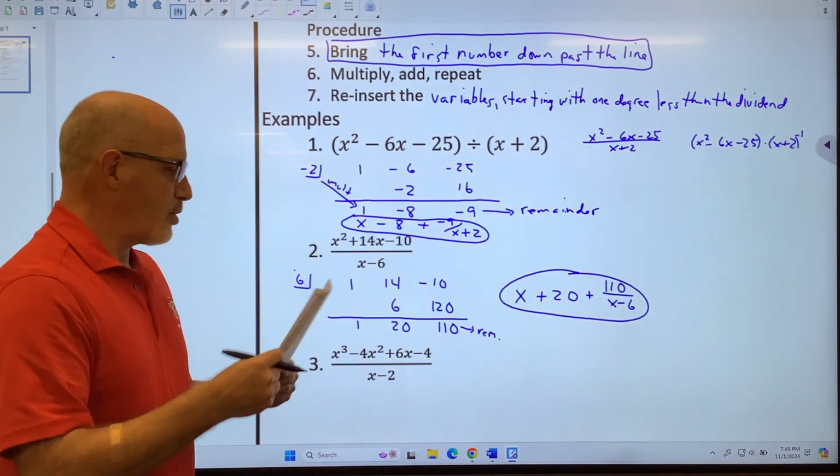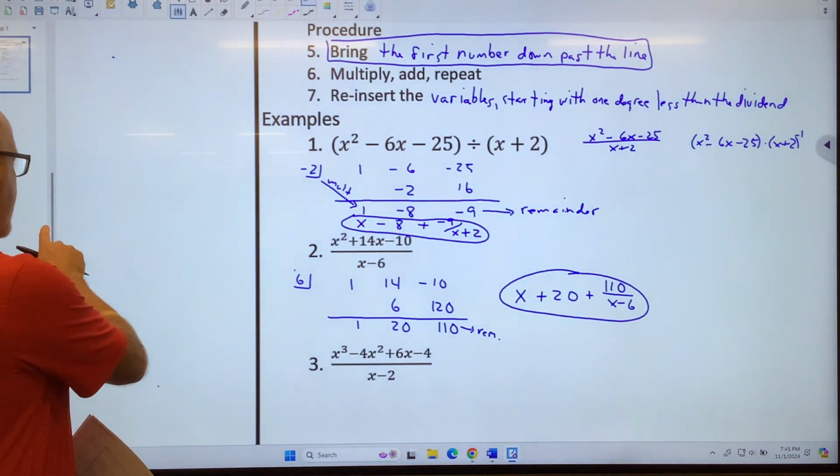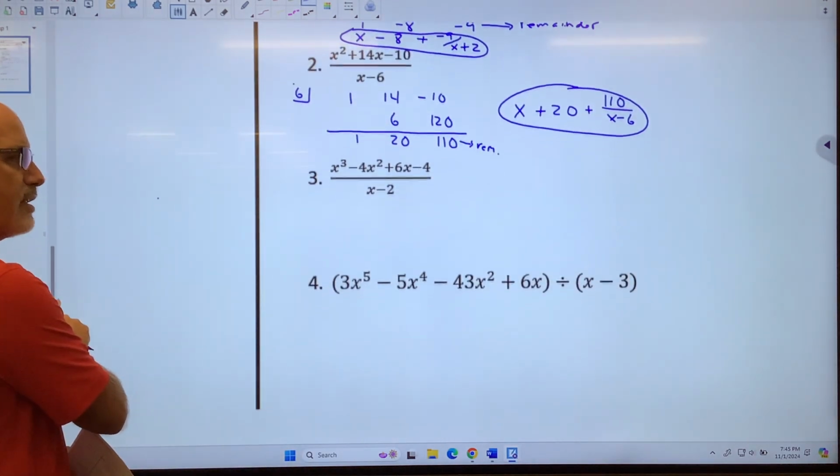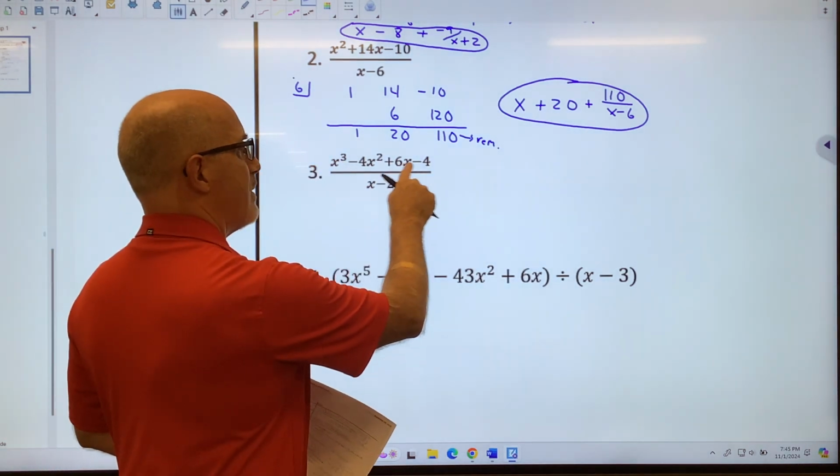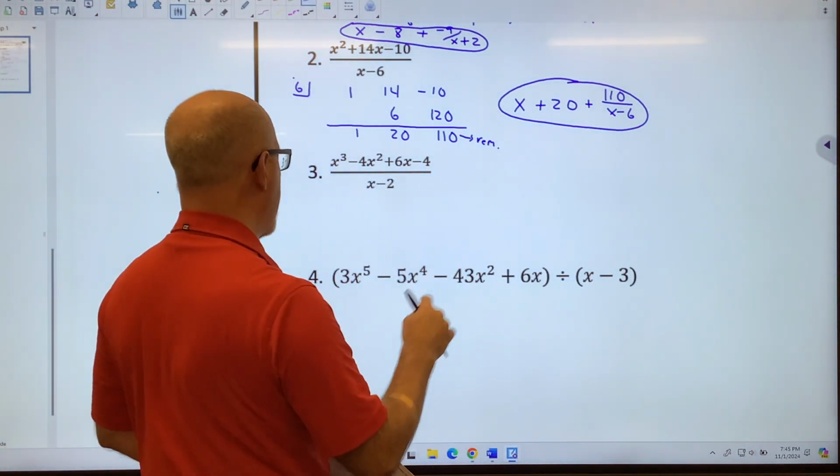Okay, now let's try another one. So we're starting to get the procedure down here. We can maybe speed the process up a little bit. Notice that there's no missing terms here as we go down in order.